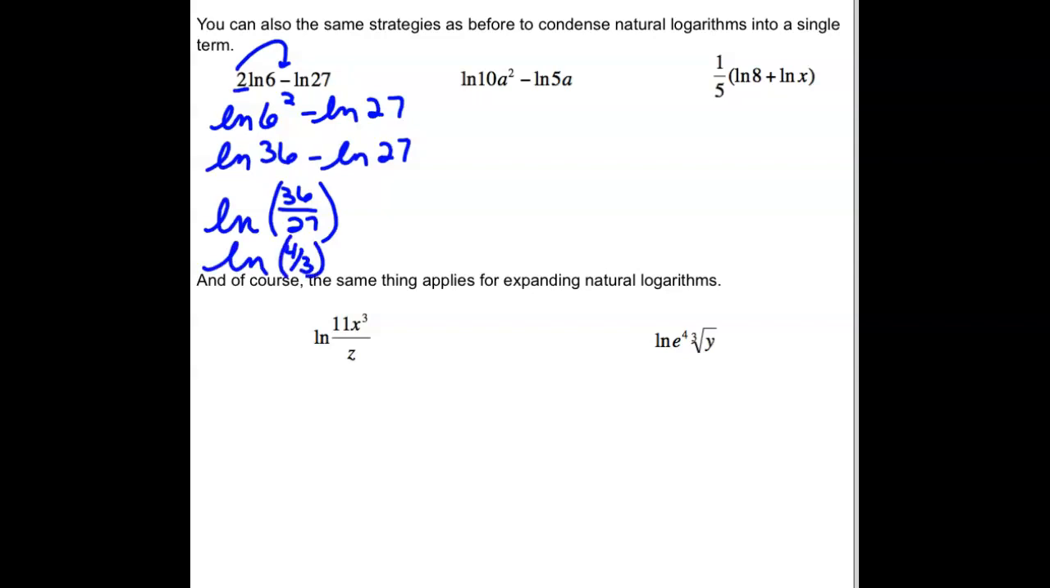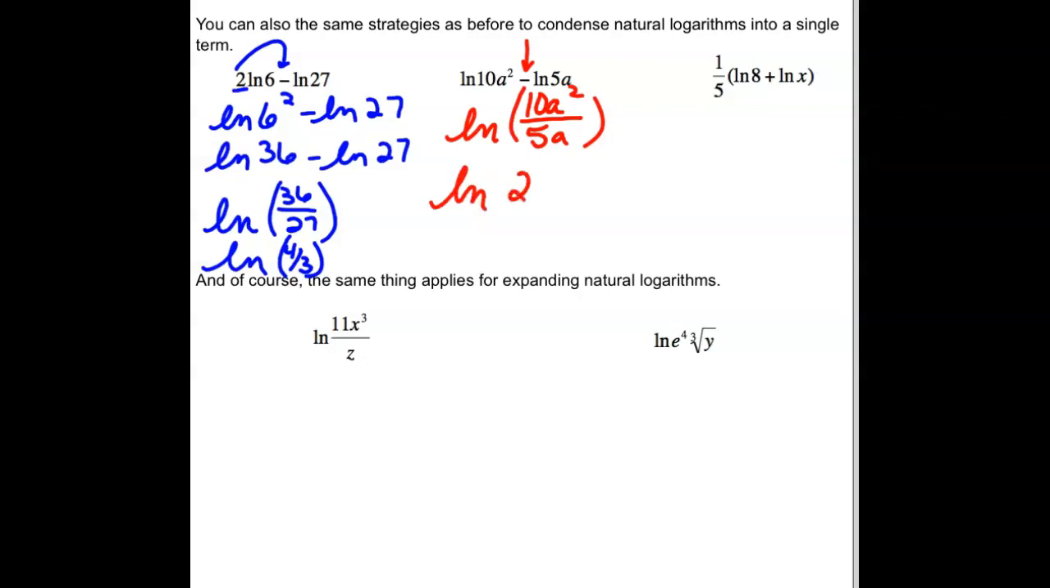Okay, for our second example, again, we see a subtraction sign, which means we have a quotient, we're dividing. So this becomes the natural log of 10a squared divided by 5a. And then if we reduce that, we can take 10 divided by 5, and we get 2. And a squared divided by a is just a. So it becomes the natural log of 2a.